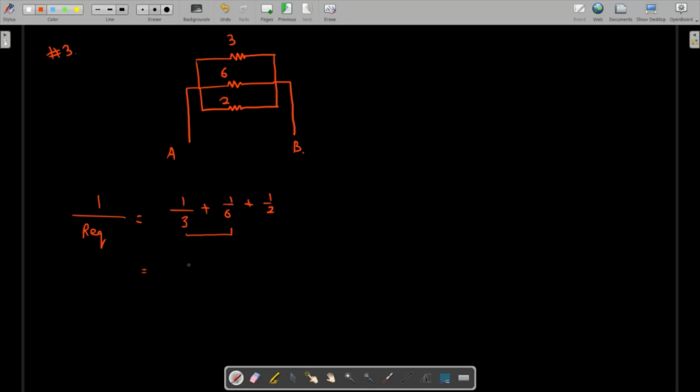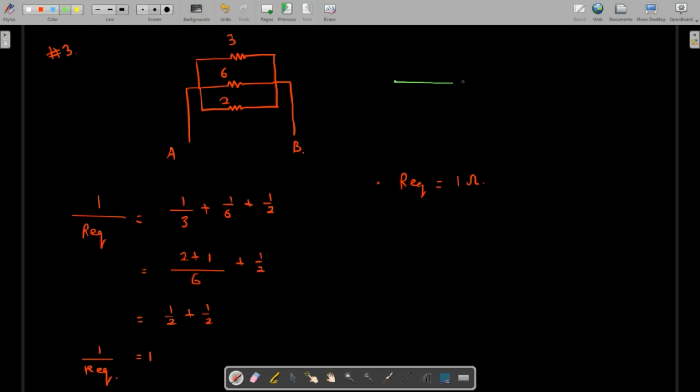So let's add 1 over 3, 1 over 6, and 1 over 2. Their common LCM is 6. That's going to be 2 plus 1 over here plus 3 over 6. 2 plus 1 is 3, 3 over 6 is 1 over 2. So we have 1 over 2 plus 1 over 2, which is just 1. But mind you, this is 1 over R equivalent. So if we take the reciprocal of both sides, then R equivalent comes out as 1 over 1, which is just 1 ohm.